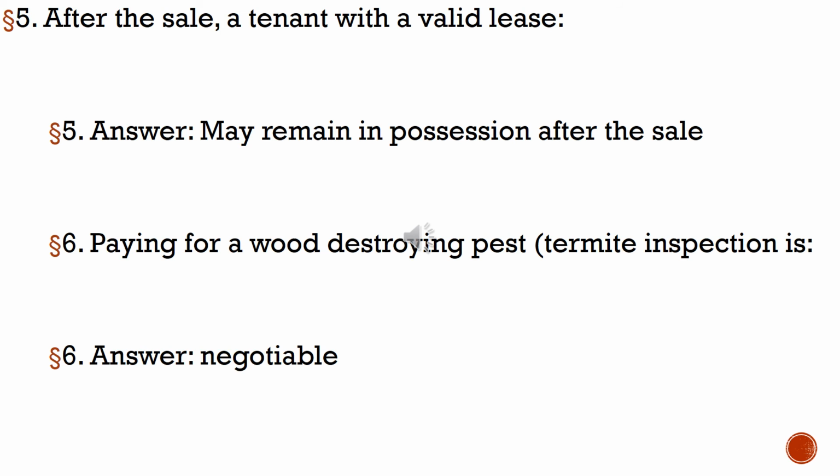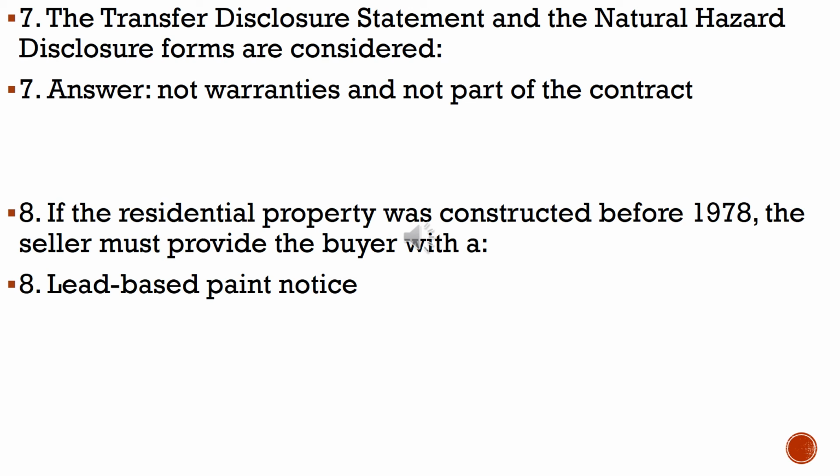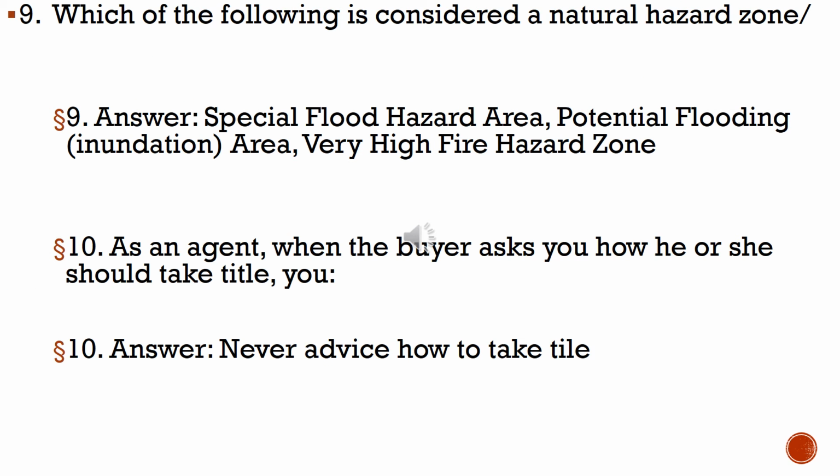Question number 6. Paying for a wood destroying pest, termite inspection is? Answer: negotiable. Question number 7. The transfer disclosure statement and the natural hazard disclosure forms are considered? Answer: not warranties and not part of the contract. Question number 8. If the residential property was constructed before 1978, the seller must provide the buyer with a? Answer: lead-based paint notice.